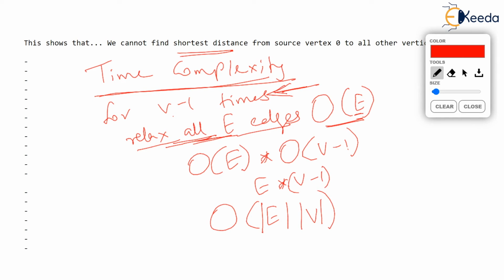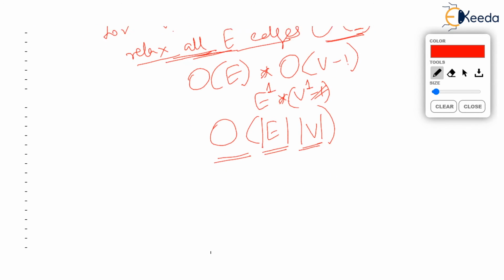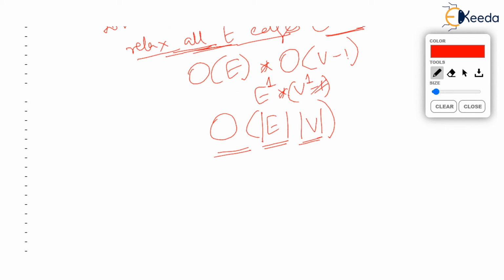I have removed that minus 1 as it is a polynomial of degree 1, V raised to 1, and this is E raised to 1. So we can write number of edges into number of vertices is what the big O of Bellman Ford is. But many times, you might have a complete graph or rather a dense graph. Now if you have a complete graph, just check this. In a complete graph, there is an edge from every vertex to every other vertex.